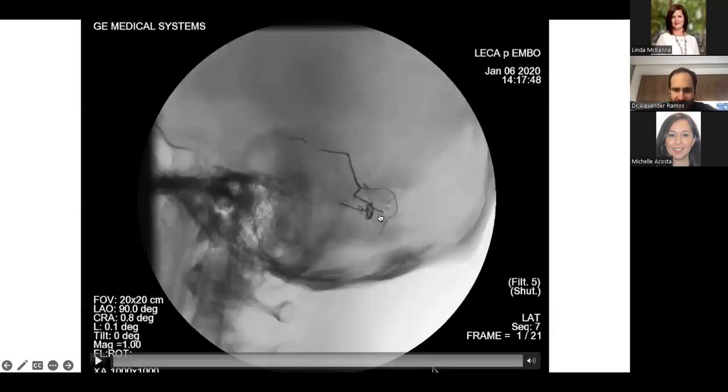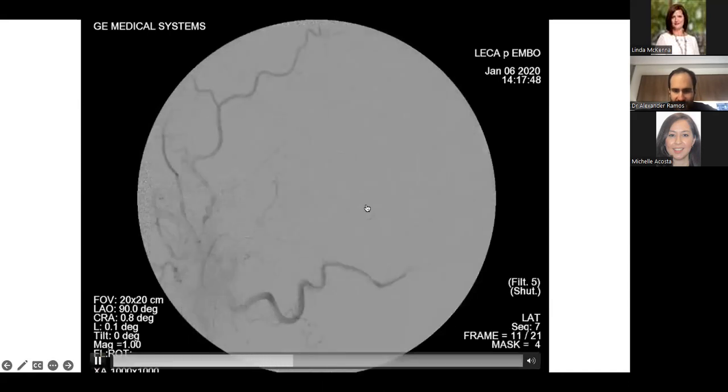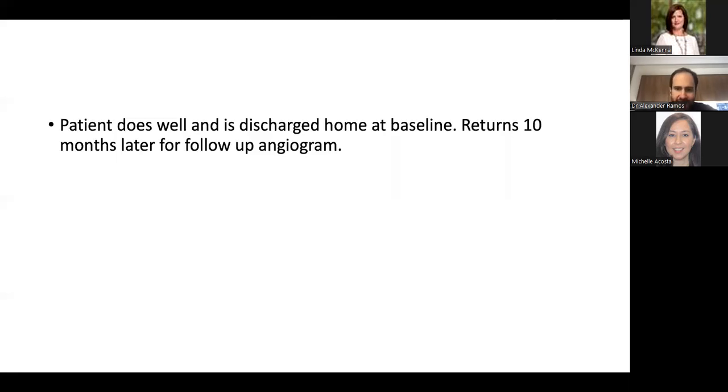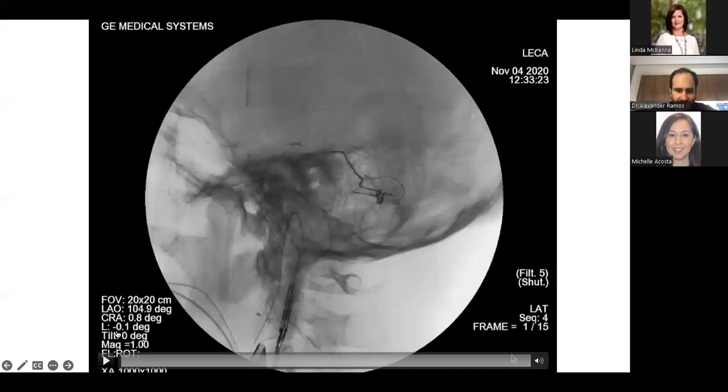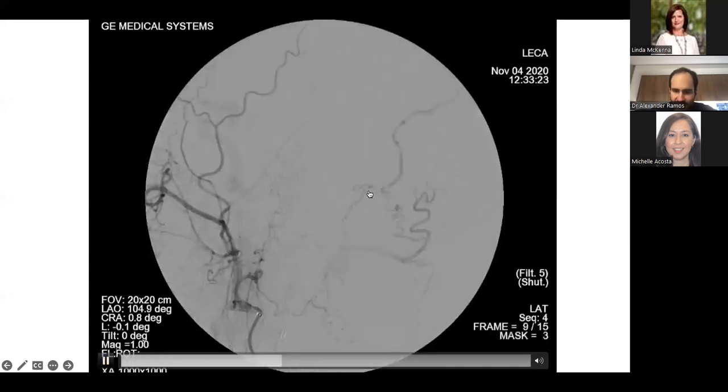So we did the same trick. We gave Onyx. We did a post-embolization angiogram. It was here, remember? It's gone. We're pretty happy about that. We brought him back in 10 months. We did another angiogram. And he recurred. It's very frustrating. Here's that vein. It's back.